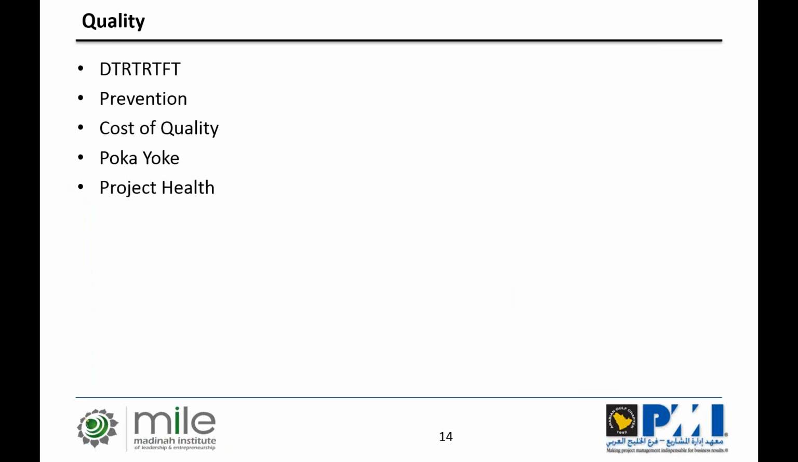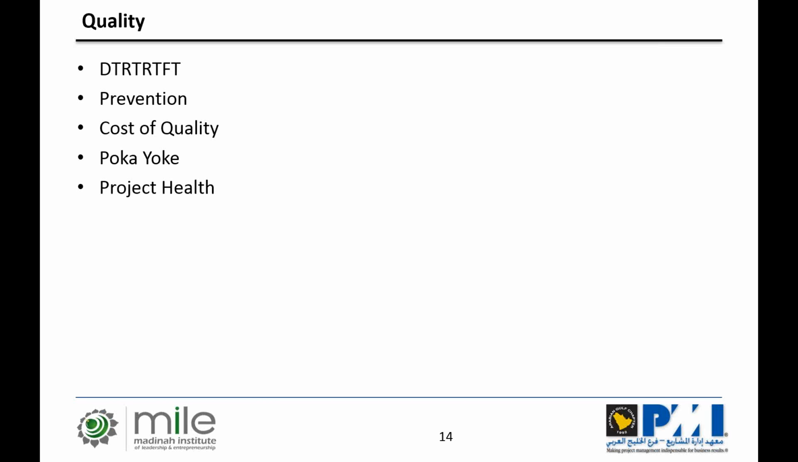Then what's quality? I put a couple of letters on the screen: DTR, TFT, do the right thing right the first time. This captures the essence of quality. Do the right thing, this is quality assurance. Do it right, this is quality control. And the first time, this is the planning.